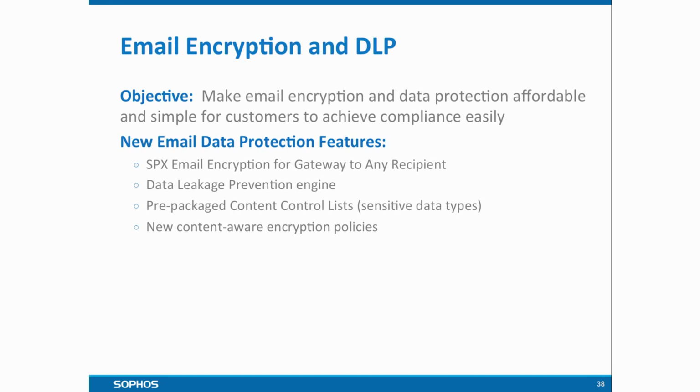Fortunately, we had great success in the past with our SPX email encryption and DLP in our dedicated email appliances. So we wanted to bring that great technology to the UTM, and that's exactly what we did. In UTM 9.2, we now have SPX email encryption for sending encrypted emails to anyone, even those without any kind of trust infrastructure. We've integrated our DLP engine with prepackaged content control lists of sensitive data types from Sophos Labs, and combined these to provide a new content-aware encryption policy engine that's easy to set up. Let's have a look at how this all works.